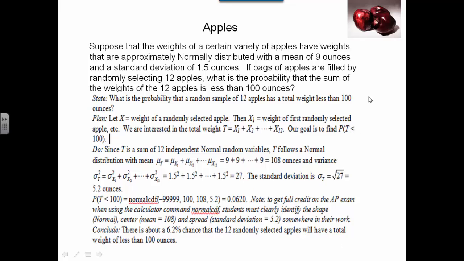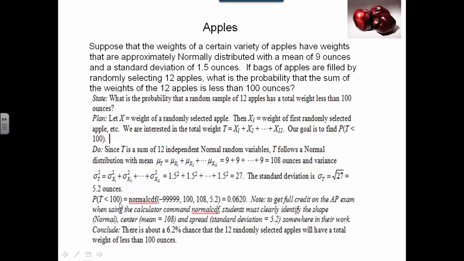Here's another example. We have a bag filled with apples. What's the probability the sum of the weights is less than 100? So we, again, would figure out our normal distribution means. So we add them all together. Each one has a mean of 9. We get 108. We take the variance. Remember, use variances, not standard deviation. First, add them all together. We get 27, square root of that, 5.2 ounces. We're finding the probability is less than 100.